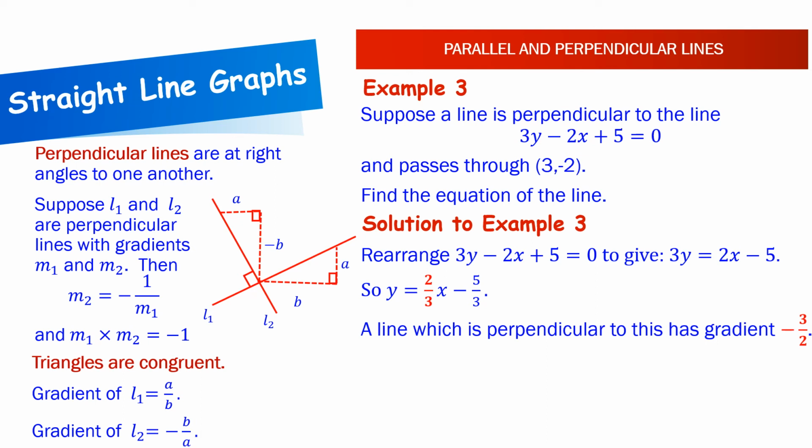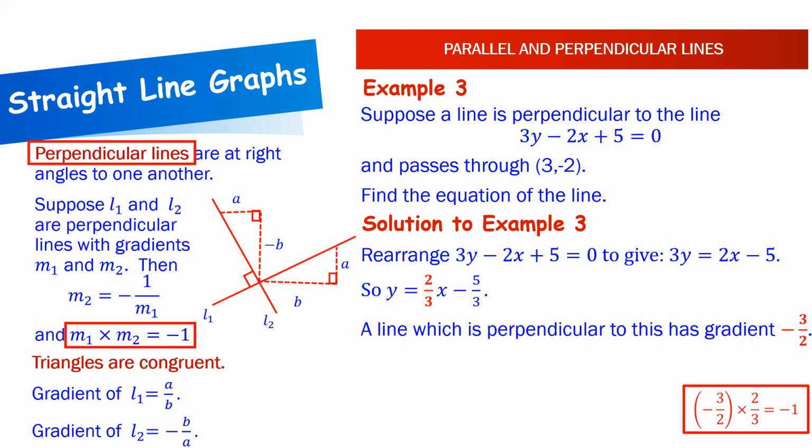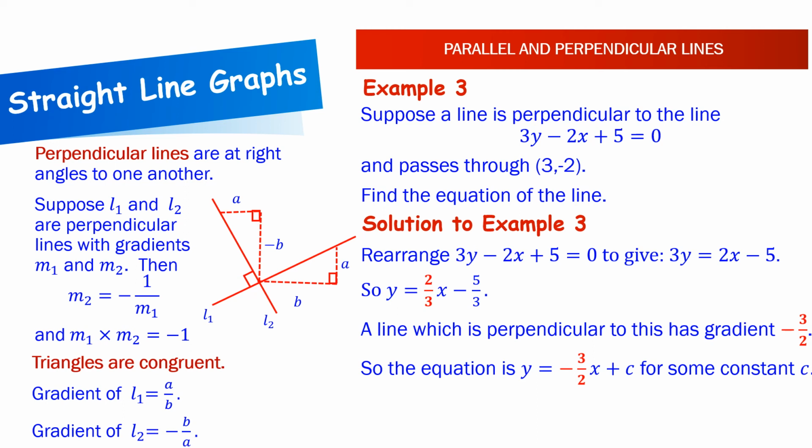Therefore, a line which is perpendicular to this has gradient minus 3 over 2, because 2/3 times minus 3 over 2 is equal to minus 1, as shown. So the equation y equals minus 3 over 2x plus c is perpendicular to our line for some constant c.